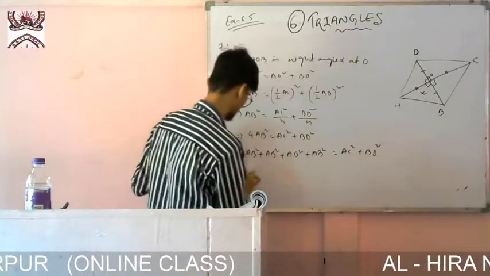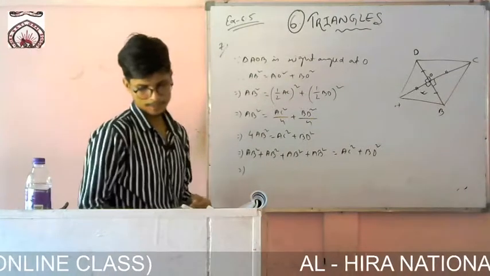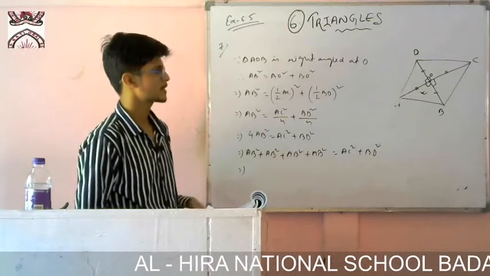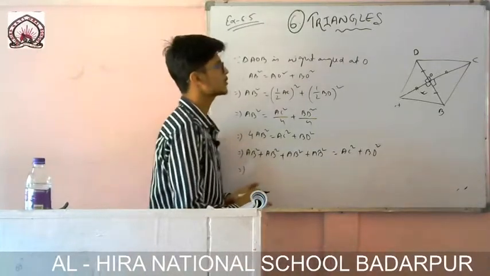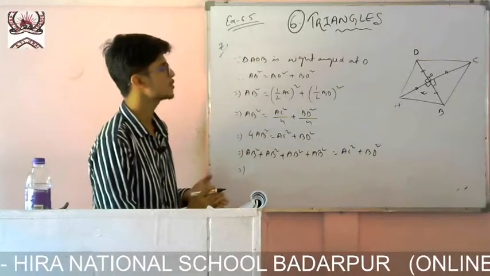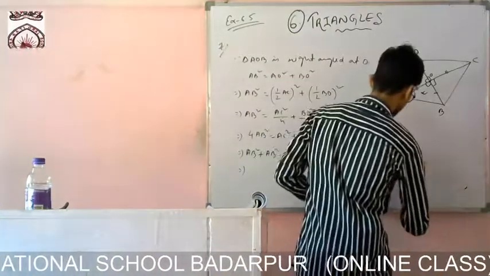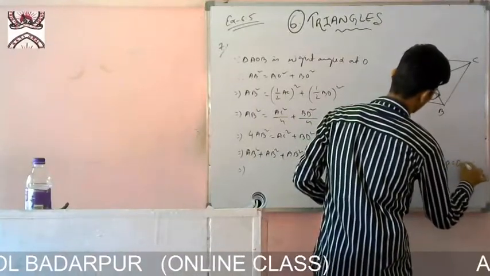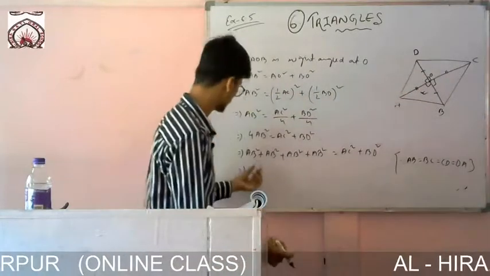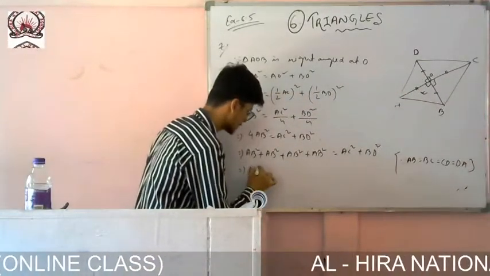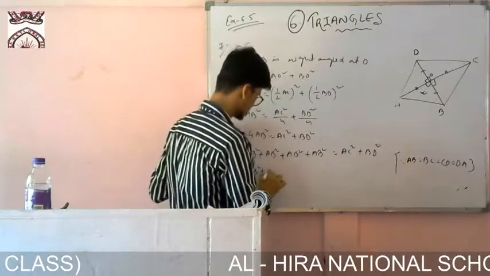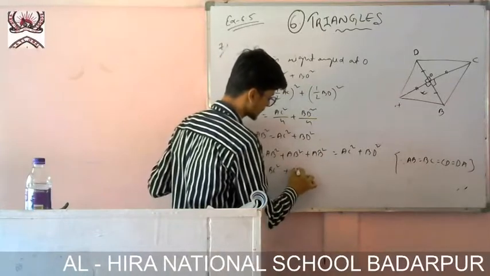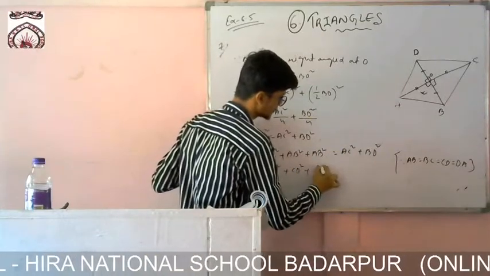Okay. So 4 times I have written AB, and we know that in a rhombus all the sides are equal. That is AB is equal to BC is equal to CD is equal to DA. So since all the sides are equal, in place of this AB, I can write BC. In place of this AB, I can write CD. In place of this AB, I can write DA.